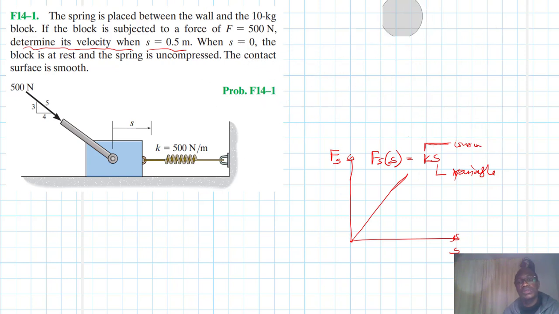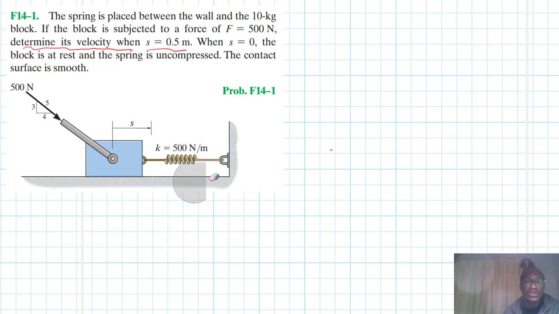We intend to solve this particular problem by using two approaches. The first approach, we are going to use kinematics and the equations of motion, which we did in the previous videos. And in the second approach, we are going to use the work-energy principle. Being told that the contact is smooth, this means no friction.